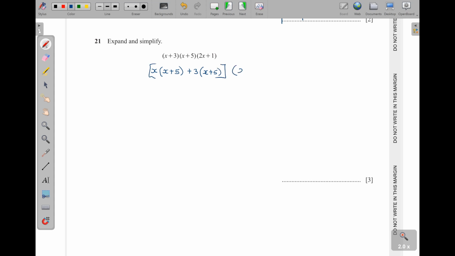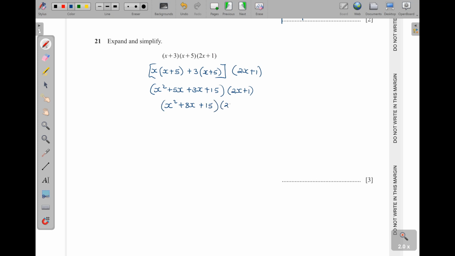Then here we have 2x plus 1. Open the brackets here, you get x squared plus 5x, then plus 3x, and then plus 15. Okay, then we shall get 2x plus 1. So this is simplified as x squared plus 8x, then plus 15.